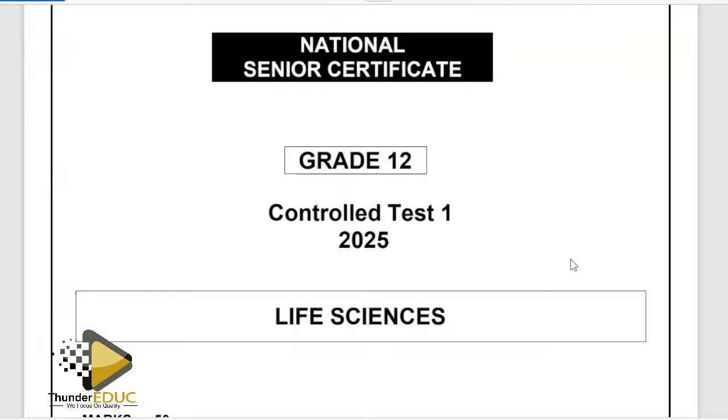Controlled test. That is the end of term 1 exam or test for Life Sciences Grade 12. It is M.Saidi. We have picked one of the papers, which is Eastern Cape for 2025. So let's use it as a revision as we are making the memo of this paper.